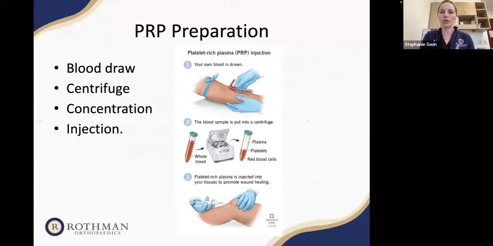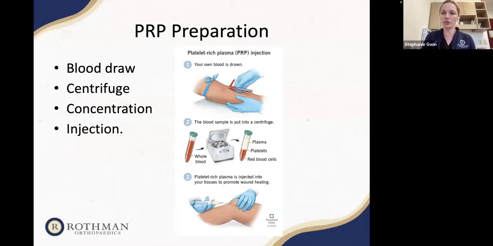So PRP preparation, what you would expect if you come into the office, you would come in for a blood draw. So we ask you to come in hydrated, plan to be here for about an hour. You come in, we draw the blood. We combine it with an anticoagulant, so the blood doesn't clot while we're centrifuging it. And then we put it into the centrifuge machine. Depending on how much blood we draw, the type of kit we're using, all of those things, you can count on it being in there for like 20, 30 minutes, sometimes more, sometimes less.